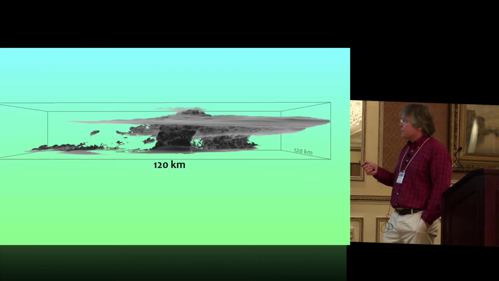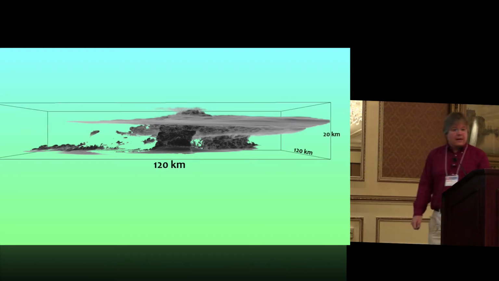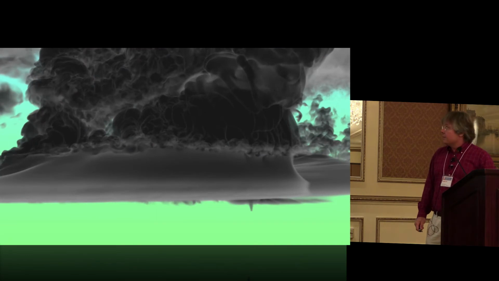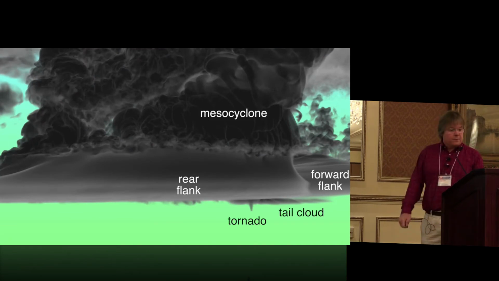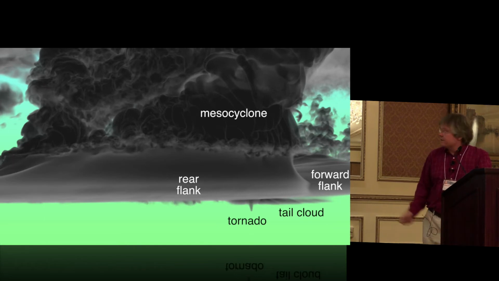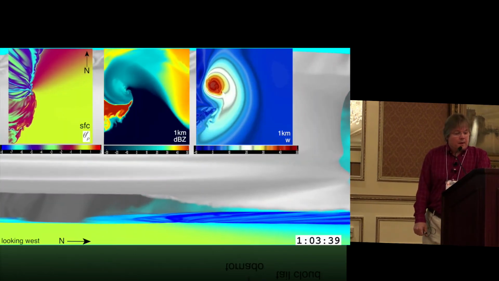So for the rest of the talk, I'm going to show you some of what this all manifests. This is the full model domain for a 30-meter simulation showing the cloud. It's 120 by 120 by 20 kilometers. I like to show these images because they give you a sense of the scale of the problem. So here's this really big thunderstorm, and here's this pretty small-looking tornado, but all the action right here is what we're interested in. This was done using the Visit software. And here are some terms: tail cloud, tornado, rear flank of the storm, forward flank, mesocyclone. These are all standard things in severe storms meteorology.